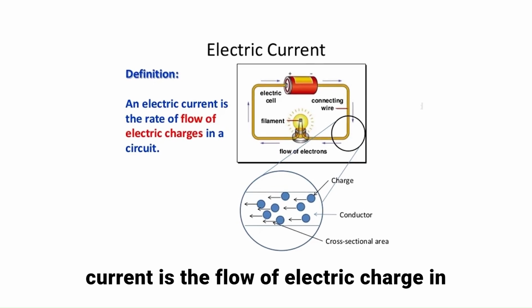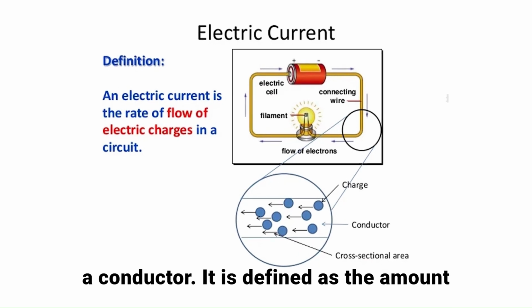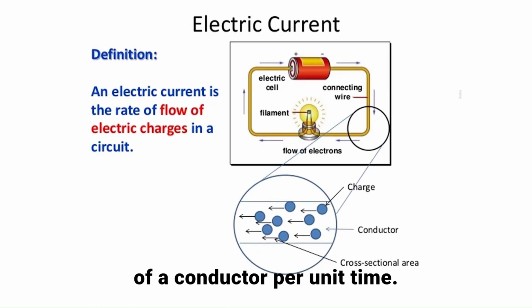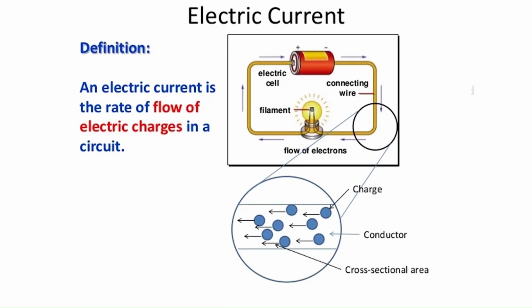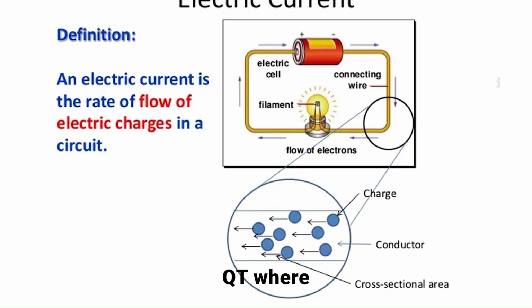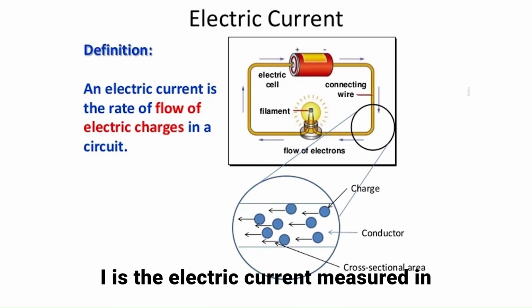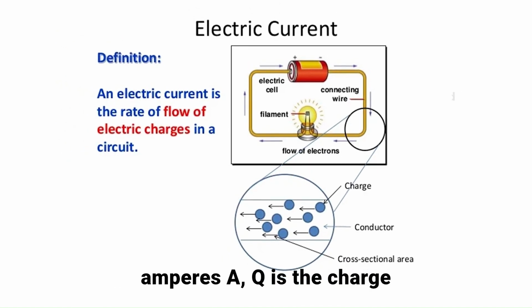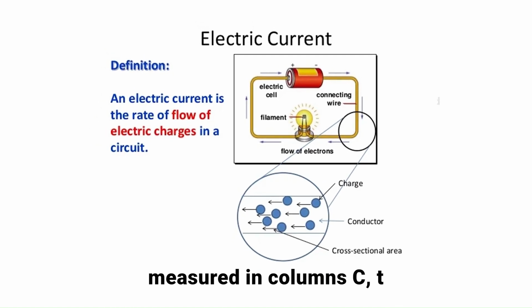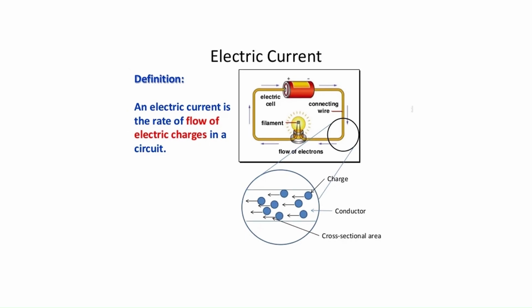Electric current is the flow of electric charge in a conductor. It is defined as the amount of charge passing through a cross-section of a conductor per unit time. Mathematically, I is equal to Q/t, where I is the electric current, measured in amperes, A. Q is the charge, measured in coulombs, C. t is the time in seconds, s.